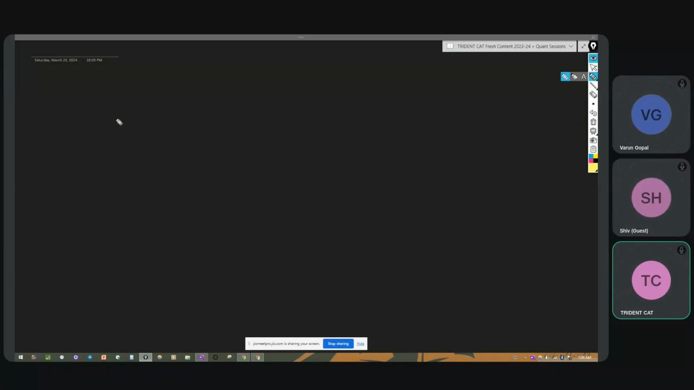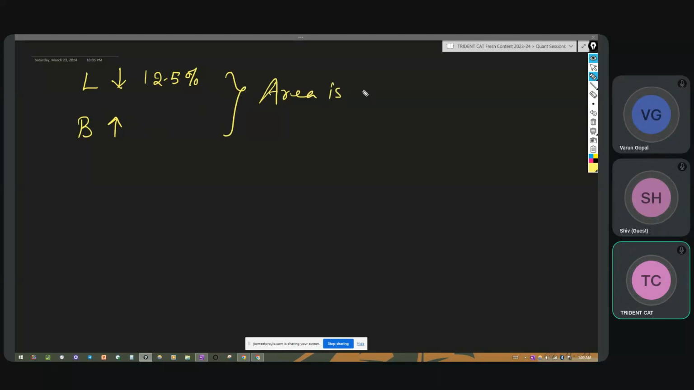Anyways, okay. So now we are looking at, let's say, the length of a rectangle getting reduced by 12.5 percent. So the length is getting reduced and the breadth needs to be increased so that the overall area is the same. Now I know I'm not able to frame the question properly because I'm using my own notes here. But these are the type of questions that you will get.